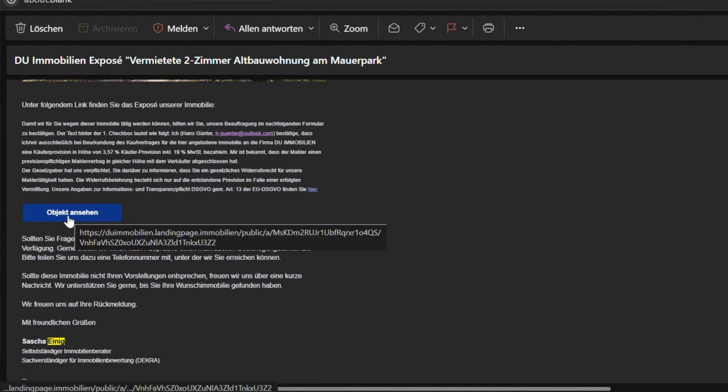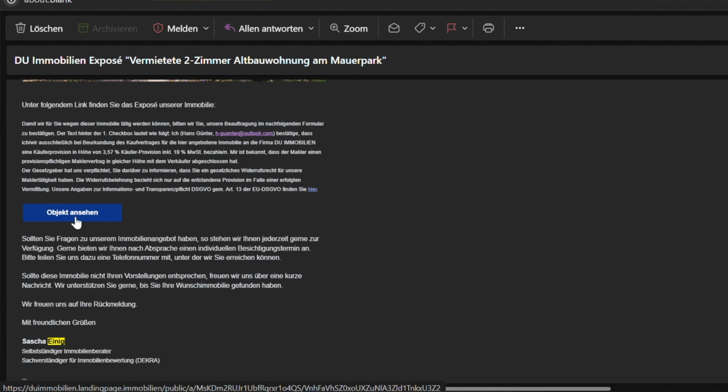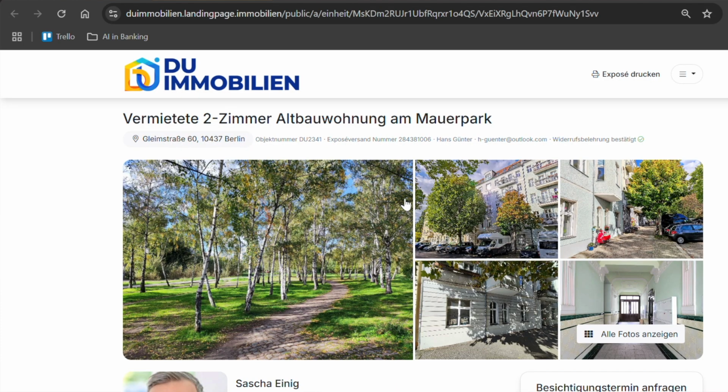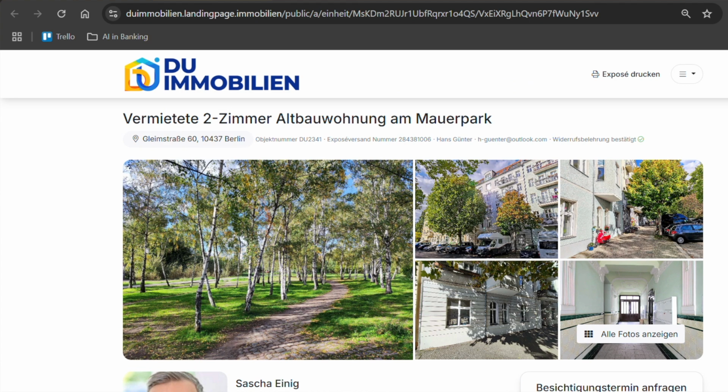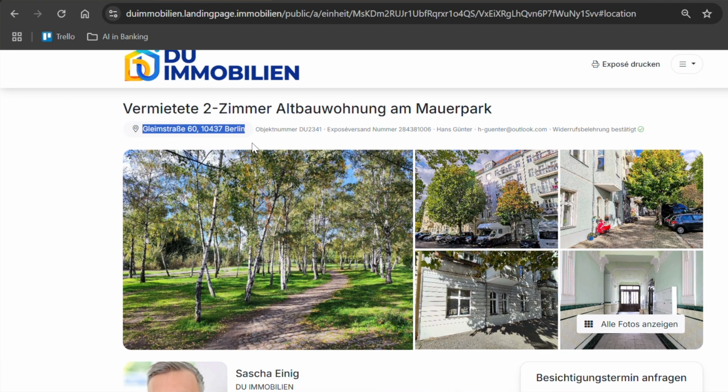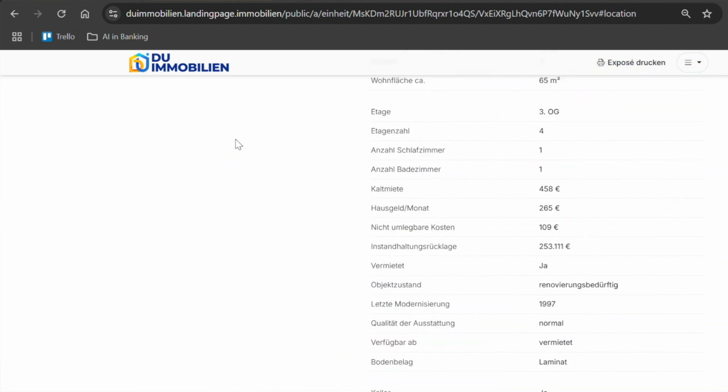And if I click on this button here, Objekt ansehen, it leads me to the online exposé on his website. And most of the time, I think it goes like this, I would say. Now it gets really interesting, because in the exposé usually the exact address is written, as is the case over here as well. So Gleimstraße 60, that's the information you're looking for. That's the exact street address.